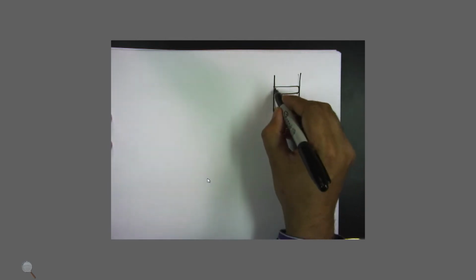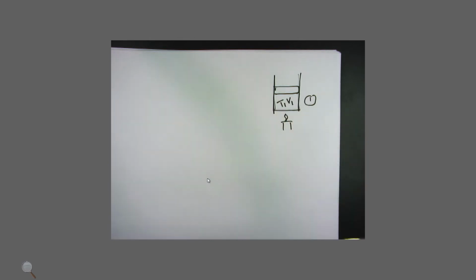So, Charles' law essentially says that if we take two systems, we have one system here, and we are going to keep the pressure constant. The pressure is right here, the same weight, and we are heating it up with a lamp. This situation is state 1, with T1 and V1.